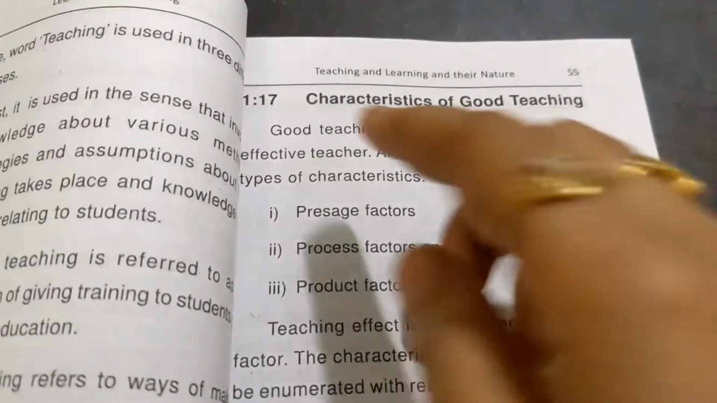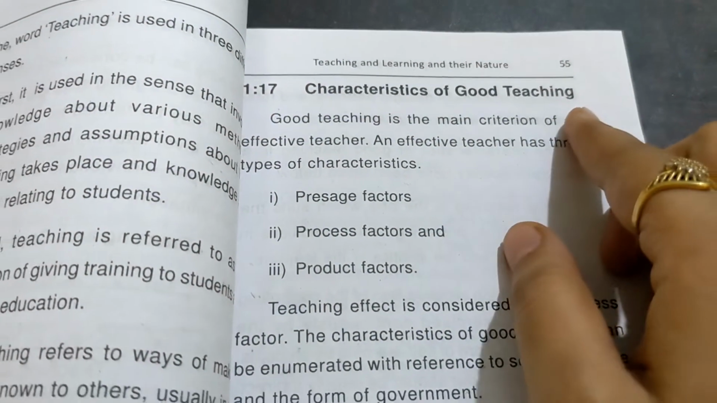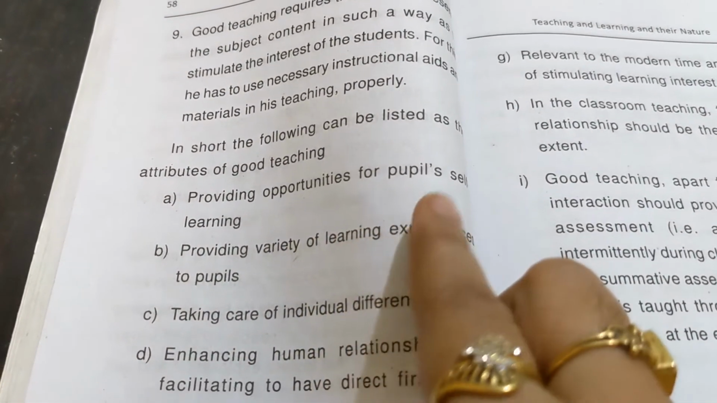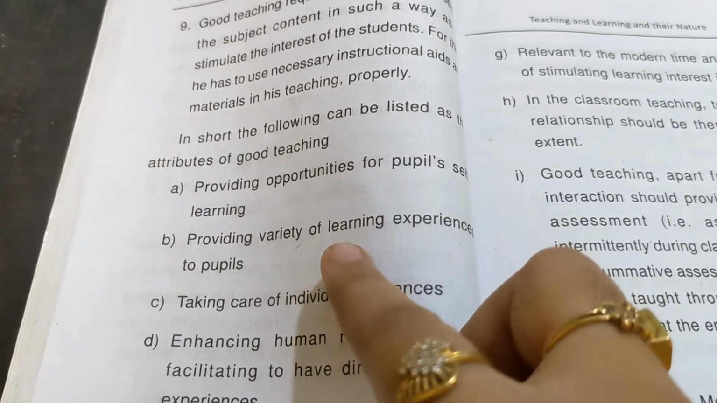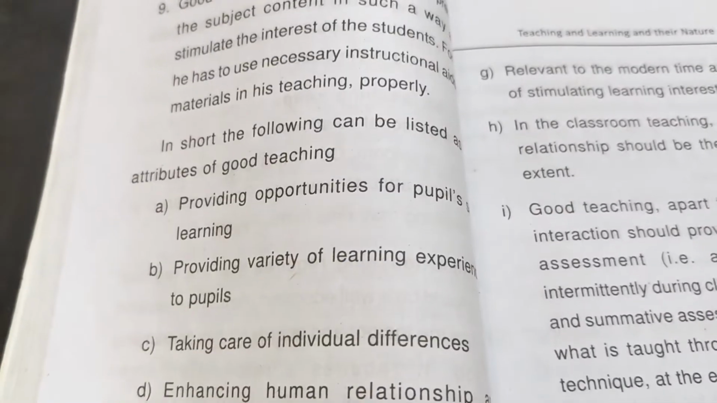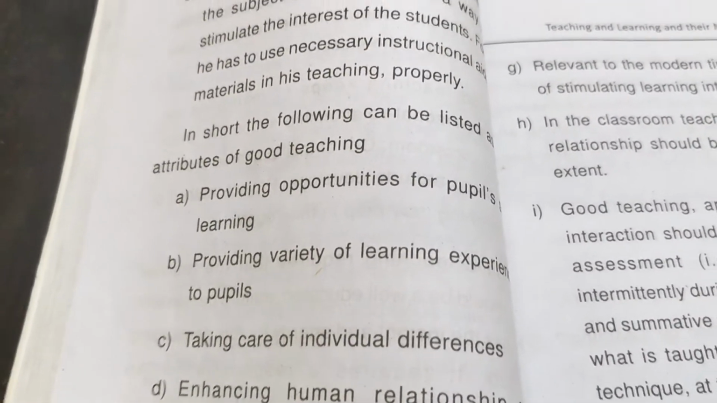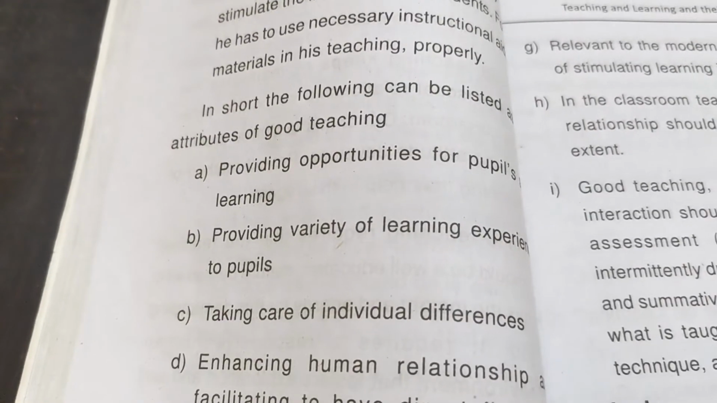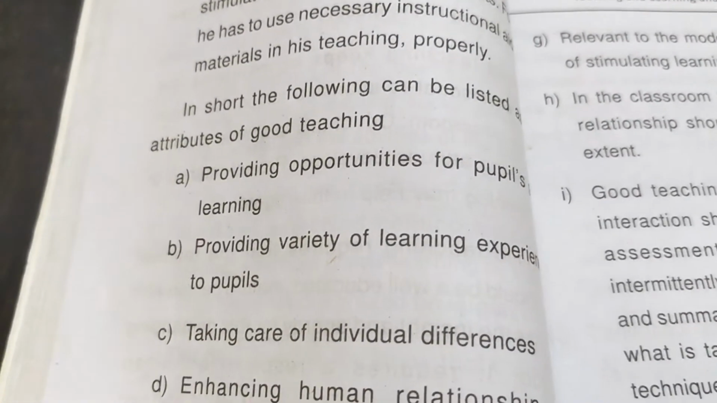In this video, we are going to learn about the characteristics of good teaching. So the first important characteristic is providing opportunity for pupil self-learning. We can say that this teacher is teaching well, teaching good, only when the teacher is encouraging the student to do self-learning.